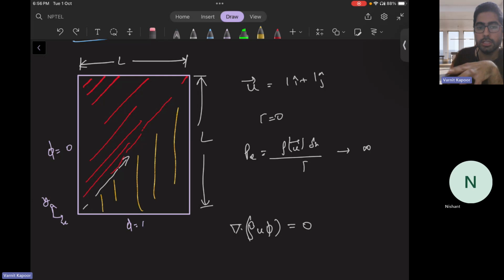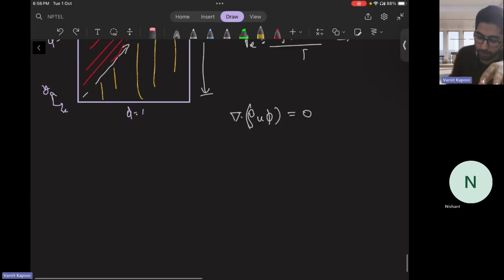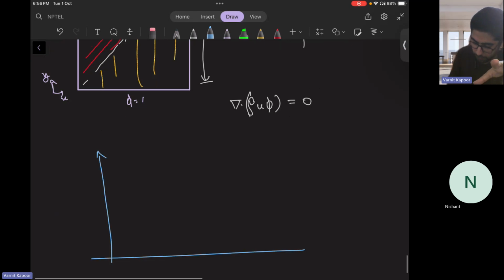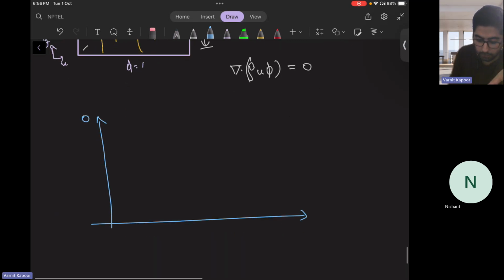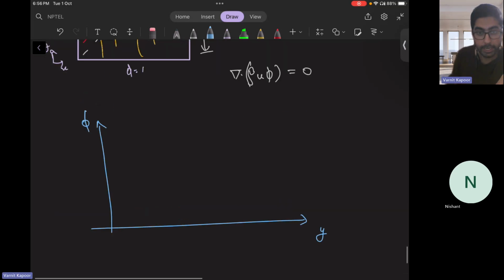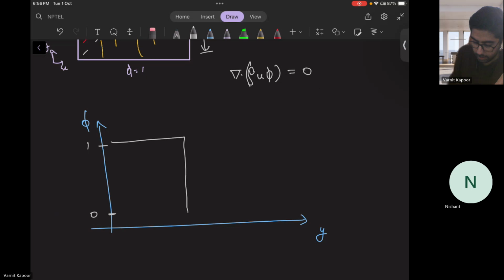If you solve this kind of problem, what kind of graph are you going to expect? I'll just plot the graph; the solving you have to do for the problem. This is phi versus y. In the y direction, the value is changing from 1 to 0. How? The actual solution should be like this. This is the exact solution.